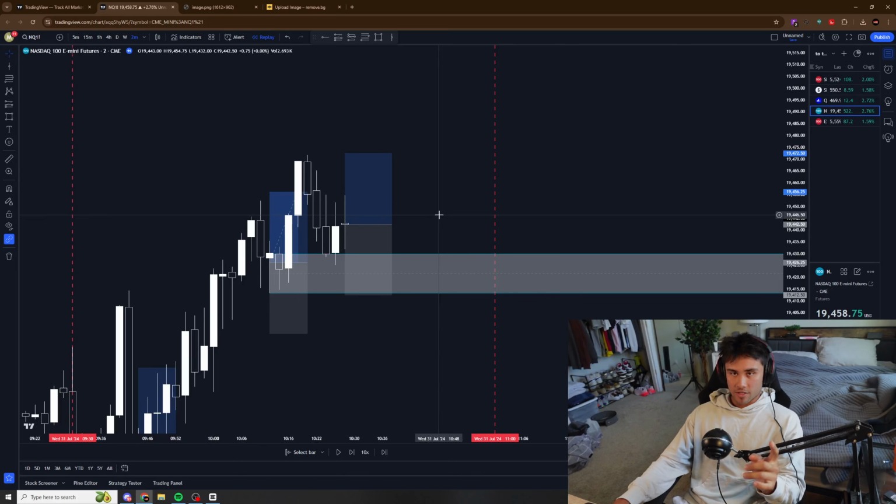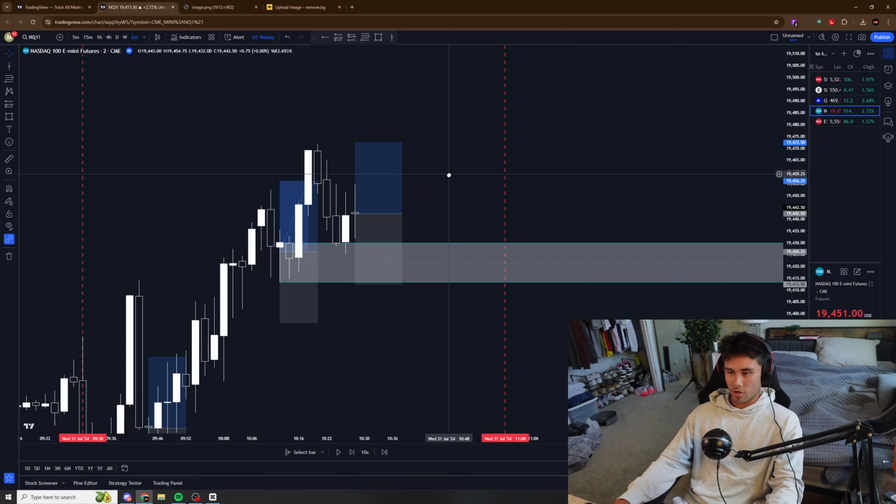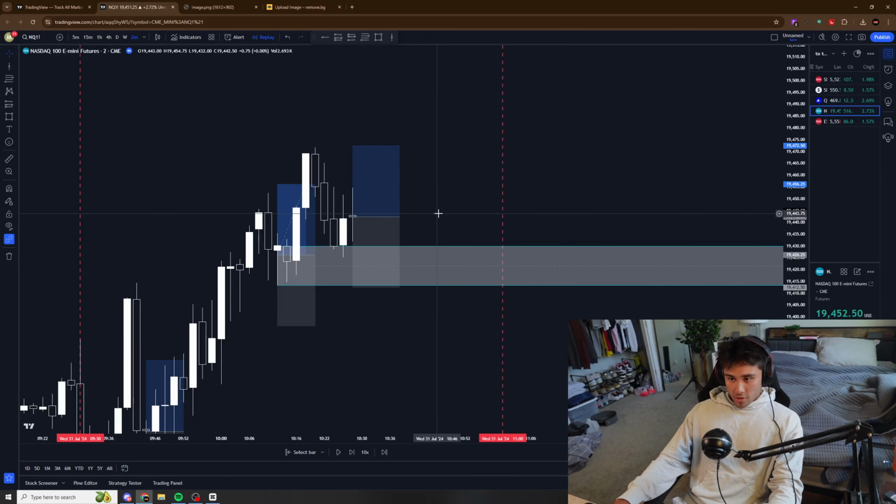Spoiler alert, this play did hit, but I didn't take it because by this point I was up 60 points and I just wrapped it up, called it a day. Right here, you can argue, well, we have a top wick that's 10.75 points. We have a bottom wick that's about 10 points as well. So we have just an even doji.